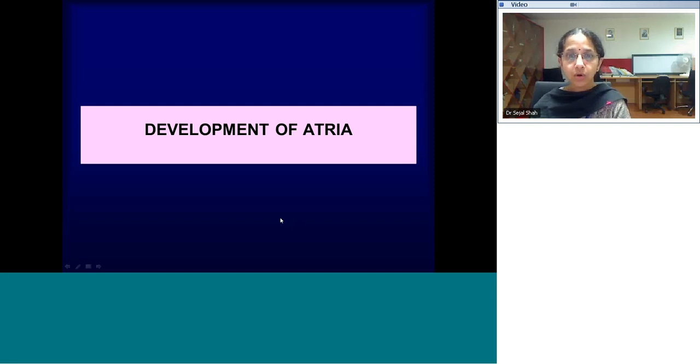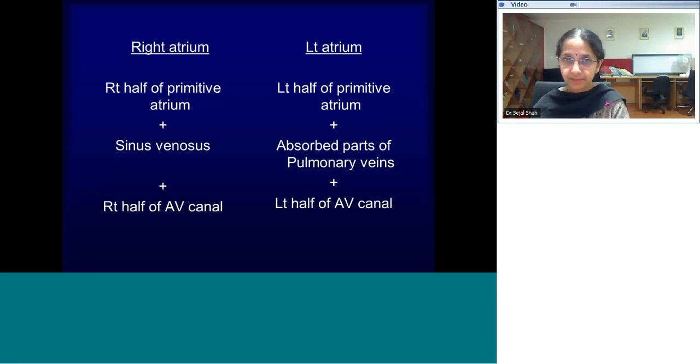Now this is all about the interatrial septum. Coming down to the next step, which is the development of the atria. Primarily the atria develop from the primitive atrium, but they also have a contribution from the sinus venosus and part of the AV canal.